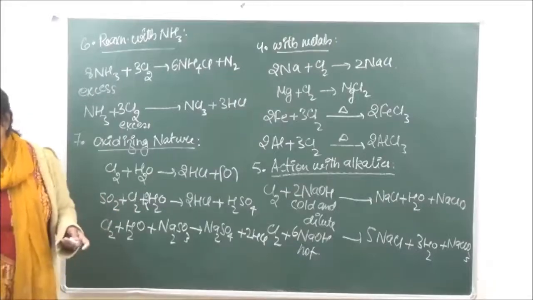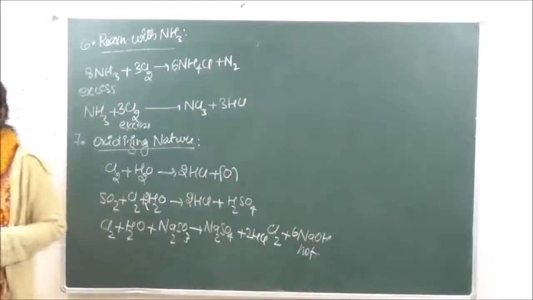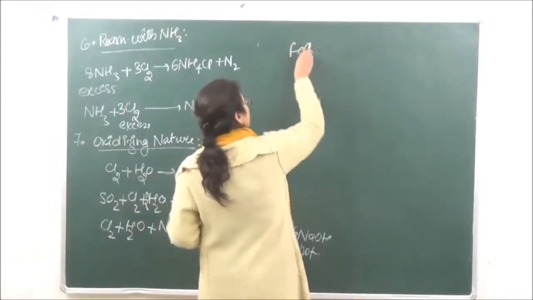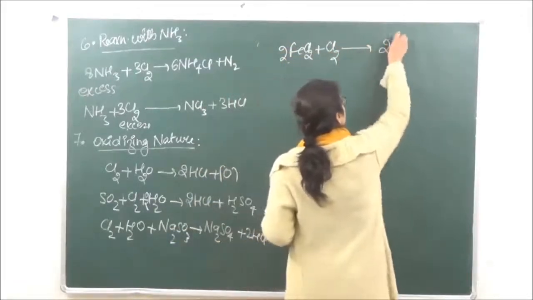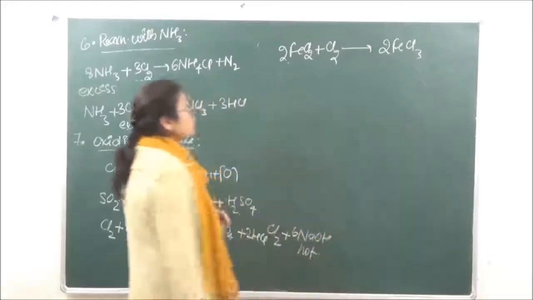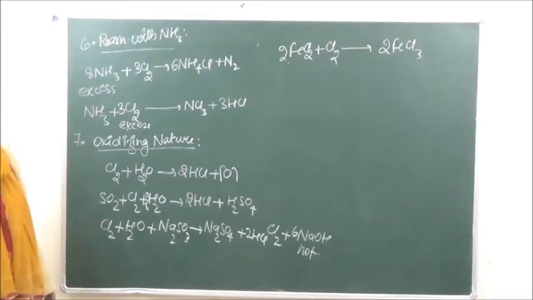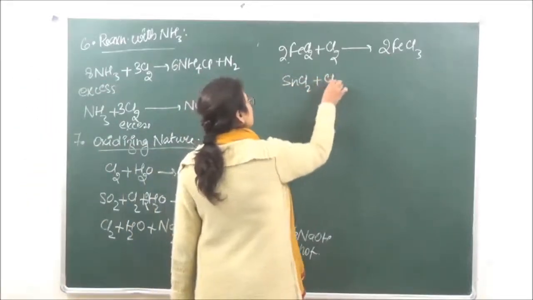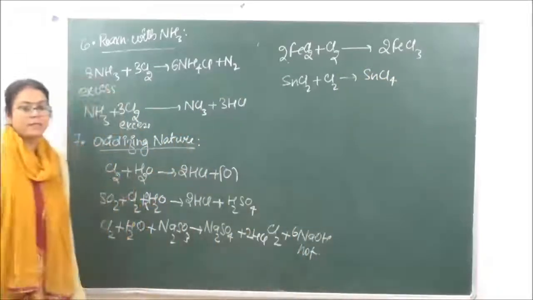Like for example, if we are taking into consideration the following reactions, in that case, even in absence of water, it is going to convert ferrous chloride to ferric chloride. So this is the oxidizing property of chlorine. ठीक है? In a similar manner, we see that stannous chloride can be converted to stannic chloride.